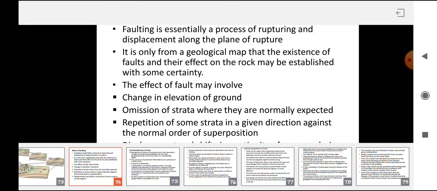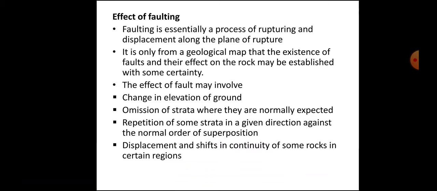Effect of faulting. Faulting is essentially a process of rupturing and displacement along a plane of rupture. It is only from a geological map that the existence of faults and their effect on rocks may be established with some certainty. The effect of a fault may involve change in elevation of ground, omission of strata where they are normally expected, repetition of some strata in a given direction against the normal order of superposition, and displacement and shifts in continuity of some rocks in certain regions.